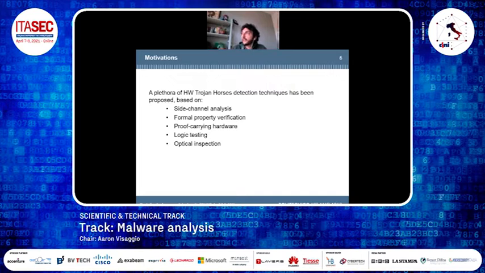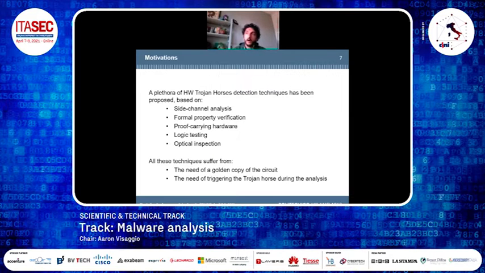This research field has been active in the last 20 or 30 years. There is a plethora of techniques for detecting hardware Trojans before deployment, based on, for example, side channel analysis, formal verification, proof carrying hardware, logic testing, optical inspection. Most of these techniques suffer from one or both of these drawbacks.